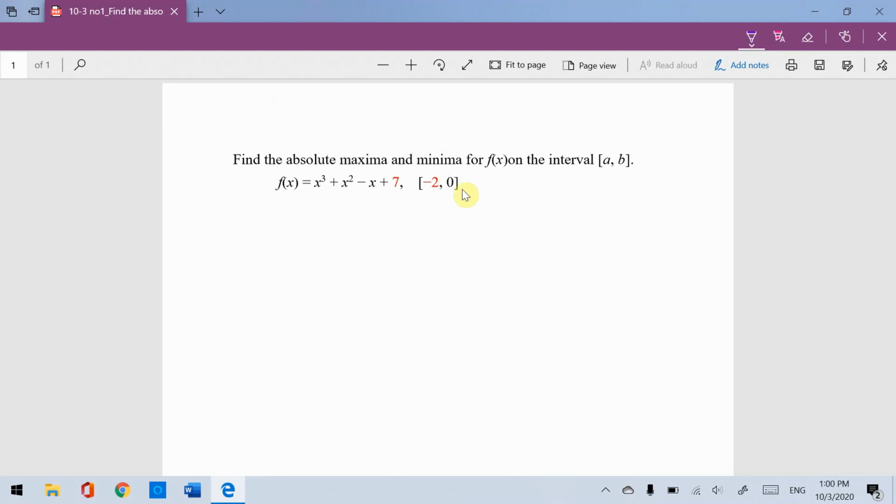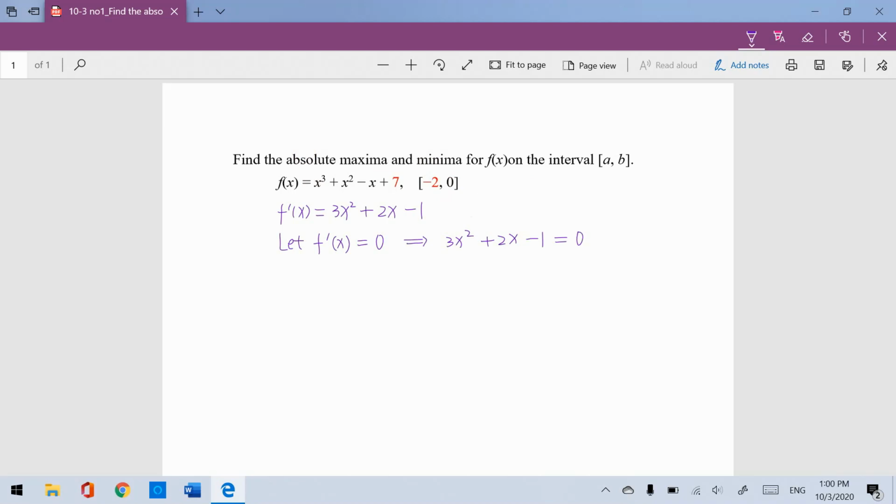Hi everyone, let's solve this problem. First, we need to take the derivative. So we get 3x squared plus 2x minus 1. Let the derivative function be 0. So 3x squared plus 2x minus 1 equals 0.